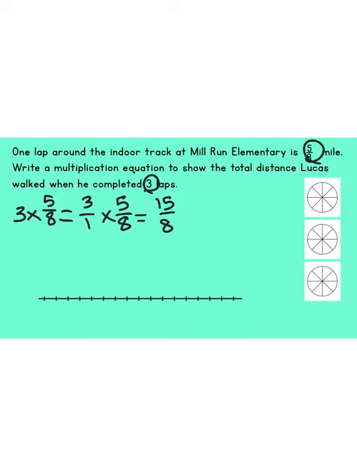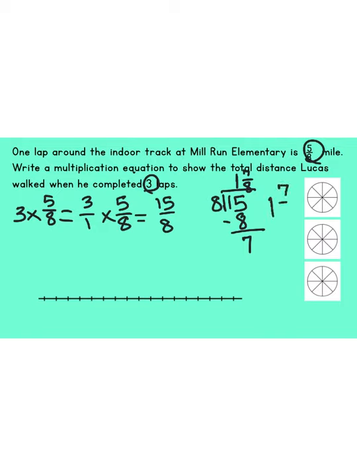So let's go ahead and take this improper fraction and we're going to turn it into a mixed number, and we're doing that by division. So 15 divided by 8. I know that 8 times 2 is 16, which won't work. So I have to do 8 times 1, which is 8. 15 minus 8 would be 7. So 7 is my remainder. So my fraction would be 1 7/8.